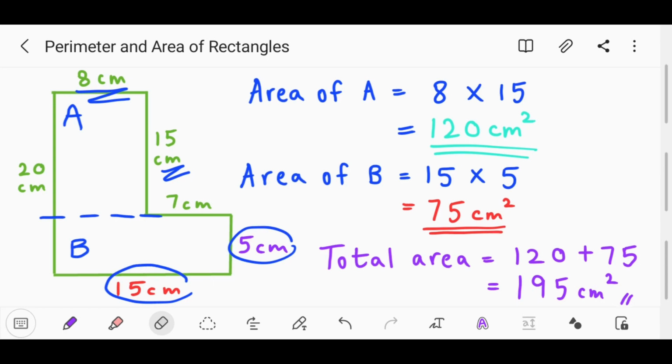With that, we've come to the end of our video. I hope you learned how to find the perimeter and area of simple rectangles and compound shapes as well.